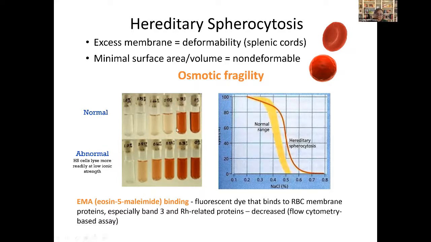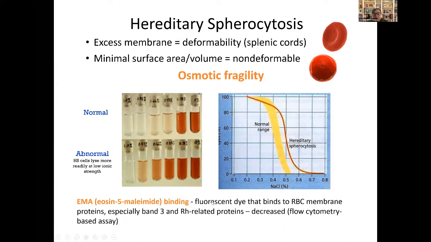So on the left here, you see the normal osmotic fragility test, which is kind of an antiquated test. It's probably going to be replaced by more sophisticated techniques in the future, where what you do is you expose the red cell solution to progressively more hypotonic concentrations of normal saline. And in hereditary spherocytosis, the red cells will pop earlier. So the solution of saline does not need to be as hypotonic for the red cell to lyse.